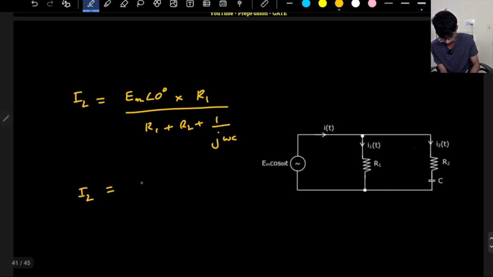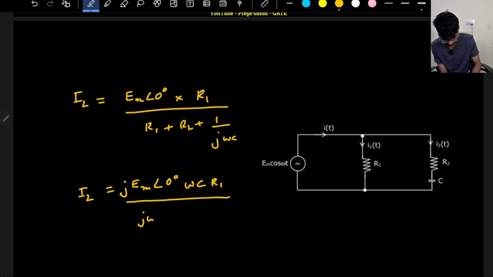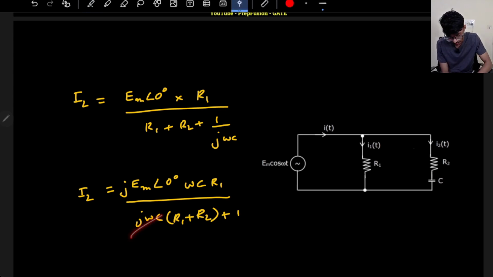So basically this will be EM angle 0, this will be J omega C R1 divided by J omega C R1 plus J omega C, like I can write this like this, J omega C R1 plus R2 plus 1. Okay, so now if you put omega equal to 0, you will see this is basically 0 only, I2 is 0.